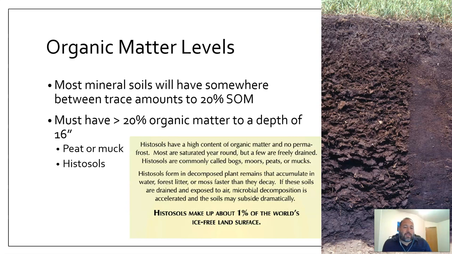And those would fall into the soil order histosols. There's 12 soil orders, and histosols is one of them. Histosols have a high organic matter content and no permafrost, because these are in much colder areas. They're usually saturated year-round, but a few are freely drained, and they are commonly called bogs, moors, peats, or mucks because you can see what the soil looks like. And if that soil's wet, it's going to be pretty mucky.